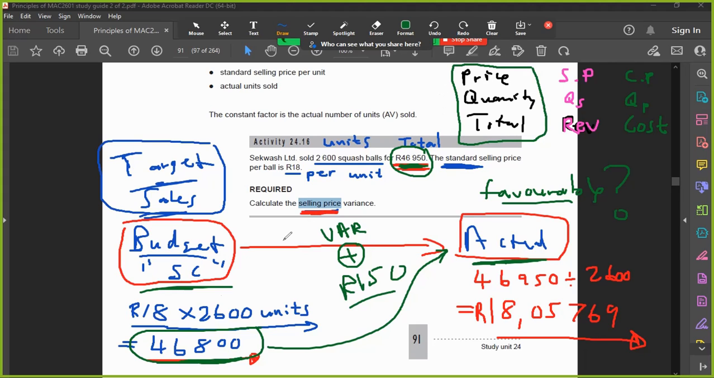All right, so here, have a look. What do I have here? I have quantity, I have selling price, and I have total revenue. It doesn't matter if it's budgeted or actual, you're always going to have those three components, because you're looking at production and you're looking at sales and you're looking at costs. Are you happy with this?